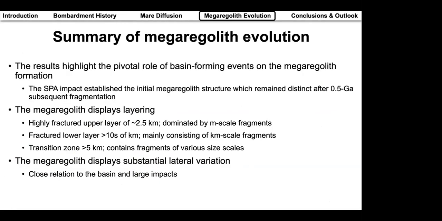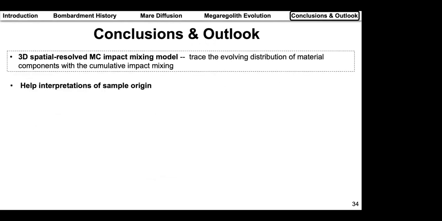So with these cumulative impact cratering simulations, we understand how the megaregolith evolved and what its thickness and structure are. And the more important and interesting thing is that we find that the pivotal role is derived from the basin forming events, especially the South Pole Aitken Basin. Okay, to summarize, what I show you here today is about the consequence of cumulative impact mixing.